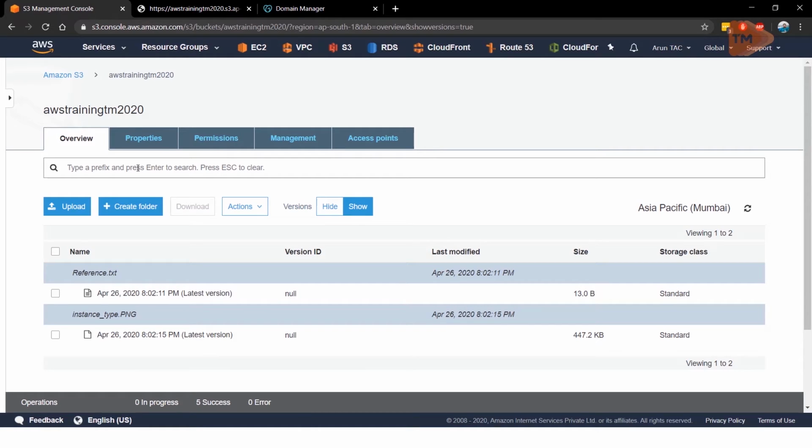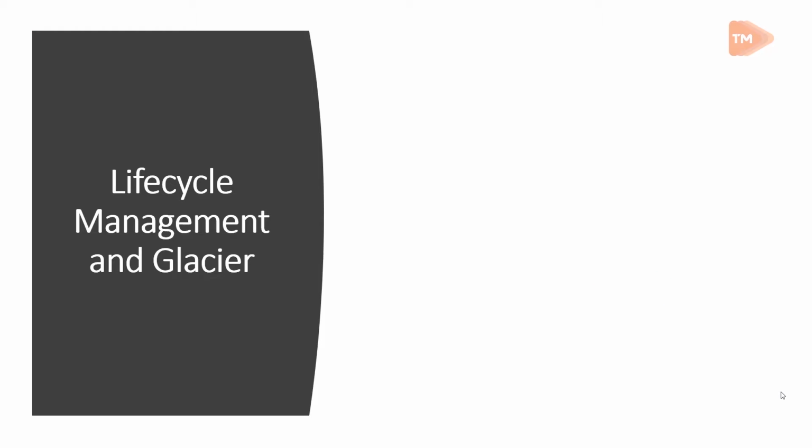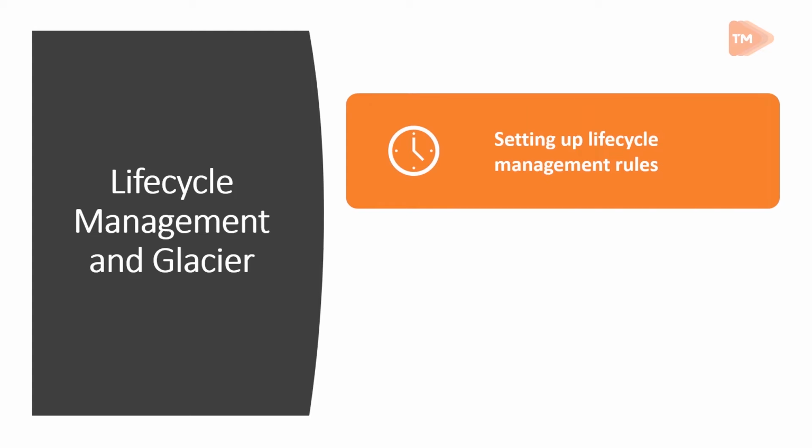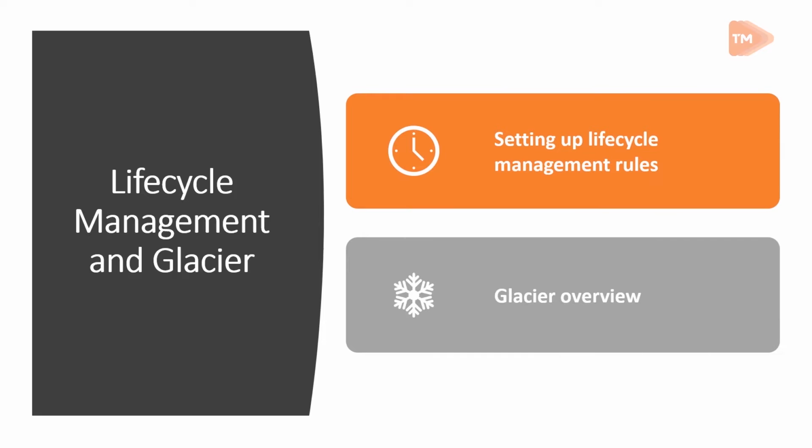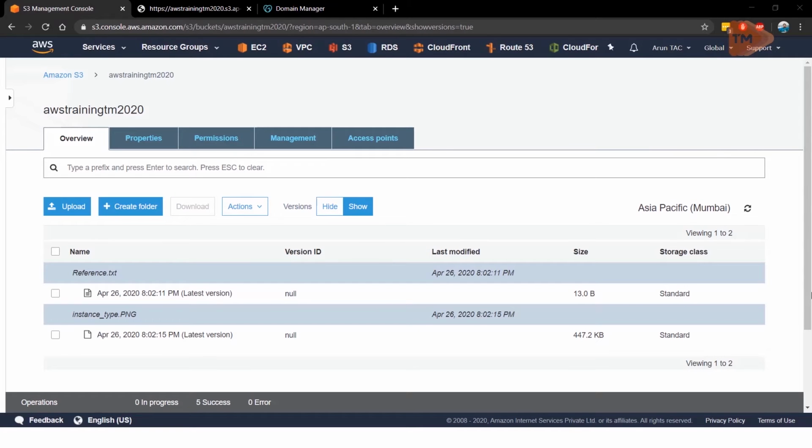So these are the things that we needed to cover under versioning. So we've done that. Now let's move to the next part of the S3 demo. The next part of the demo is basically for lifecycle management and Glacier. So it's an overview of Glacier. What we're going to cover here is setting up lifecycle management rules, and we are going to see an overview of Glacier. So let's go ahead and do that. Let's get right into it.